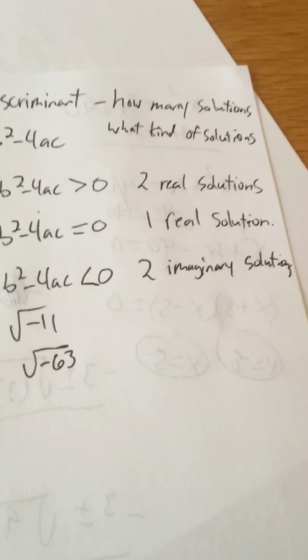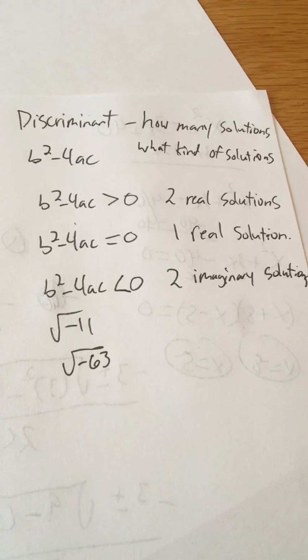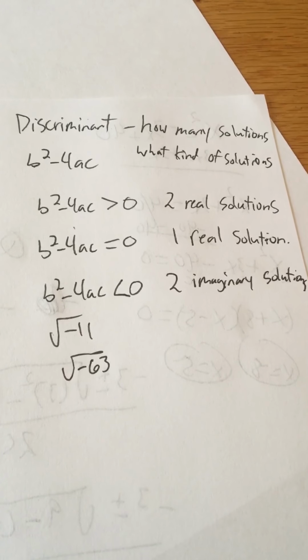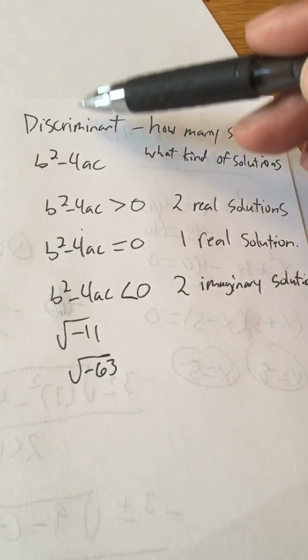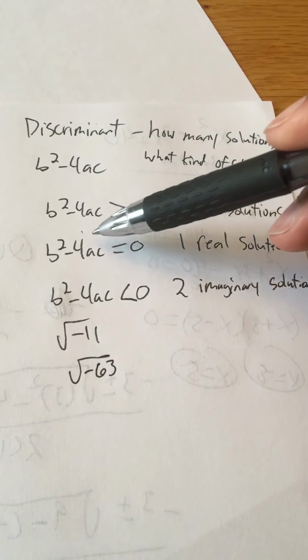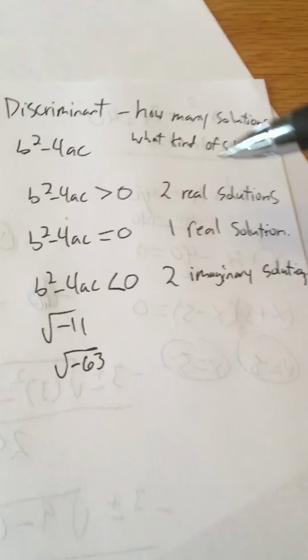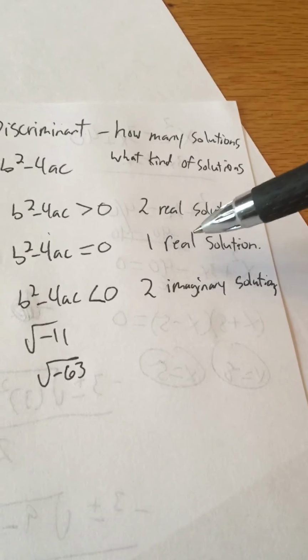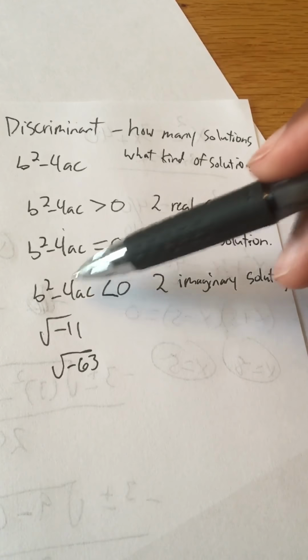So for your homework that I'll be posting, you're going to solve some quadratic formula problems, but you're also going to do some where you literally just find the discriminant and figure out, is it positive, equal to 0, or less than 0? And then you're going to tell me how many solutions it has and what kind. Is it 2 real solutions? Is it 1 real solution? Or are there 2 imaginary solutions based on what you get?